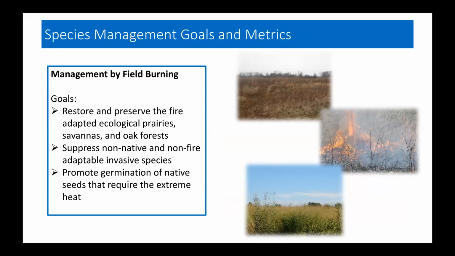So why do we do field burning? Well, it helps restore and preserve the fire-adapted prairies, savannas, and oak forests that we have at Plum Station. The Native Americans used to conduct these types of activities for pest management, to help with hunting, so they'd be able to burn some of the grasses to help to see the deer better. So the native plants that we have in these locations are used to that extreme heat, and they actually need that in order to germinate with their seeds. So we're conducting these field burns to help promote the native vegetation, but also we're using it to help suppress the non-native plants that we have. Where they're not used to that extreme heat, after a couple burns annually, we're able to start pushing back some of those species.